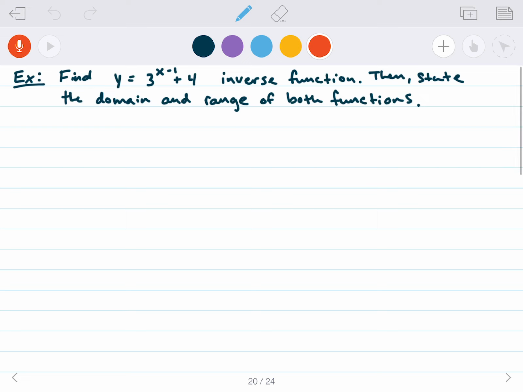Okay. Let's look at another example. This one's a little bit more involved. It looks like we have an exponential with a horizontal shift to the right 1 unit and a vertical shift up 4 units. We're going to do the same thing: swap the x's and the y's, and it tells us to state the domain and range of both functions. So if we swap x and y, we have x equals 3 to the y minus 1 plus 4. We want to get y by itself.